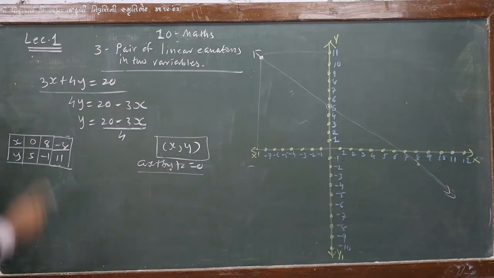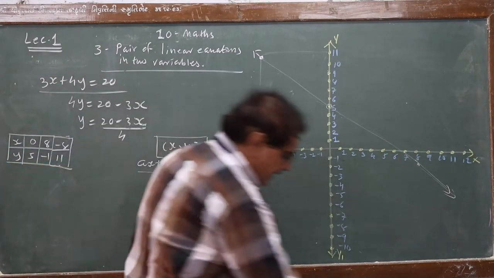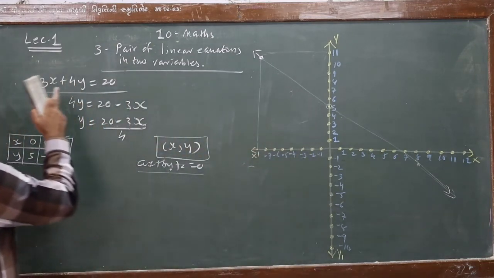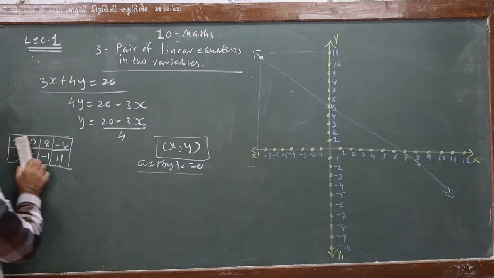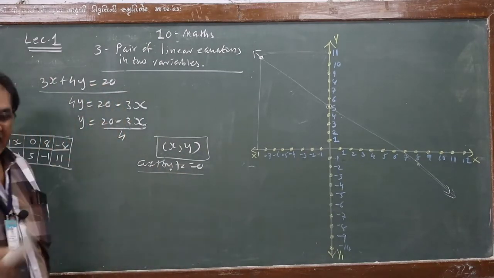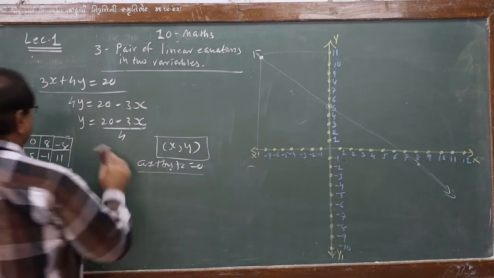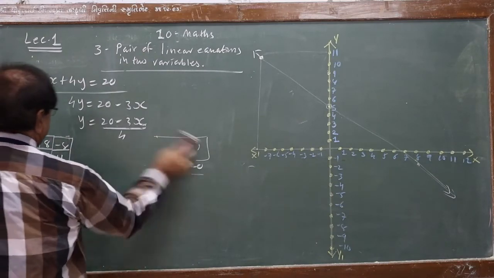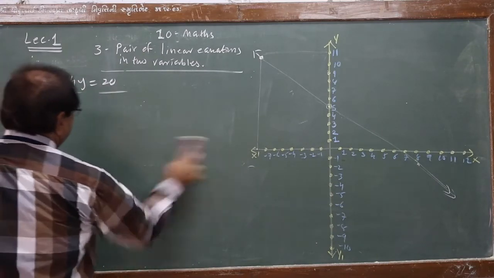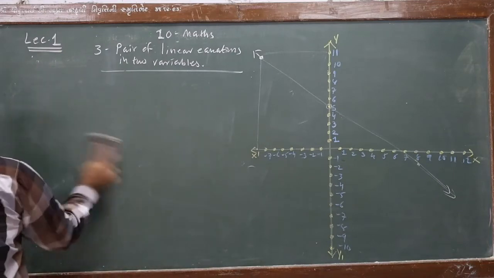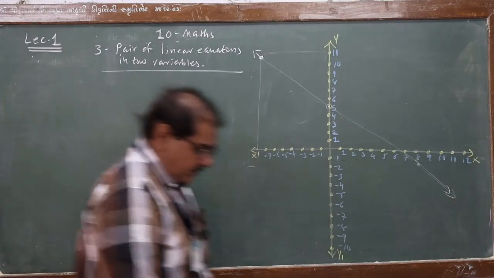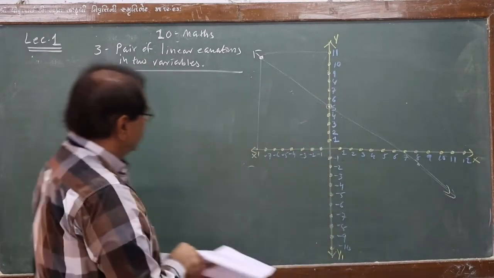Is it clear? So that is why it is called linear. So ultimately every linear equation in two variables has how many solutions? Infinitely many. Is it clear? Fine. So I want to go for a pair of the solutions.